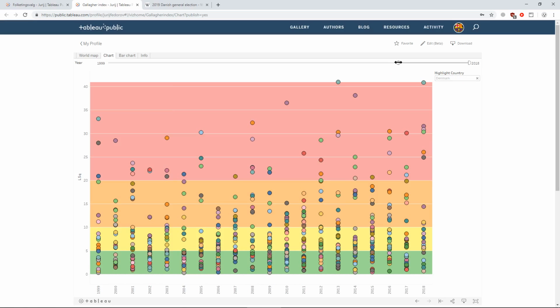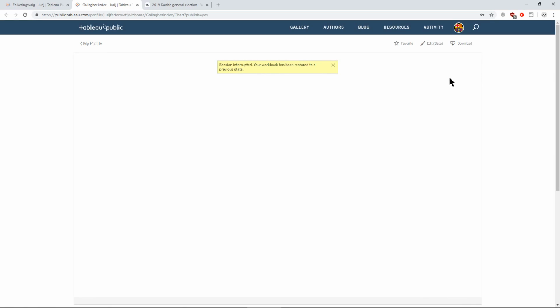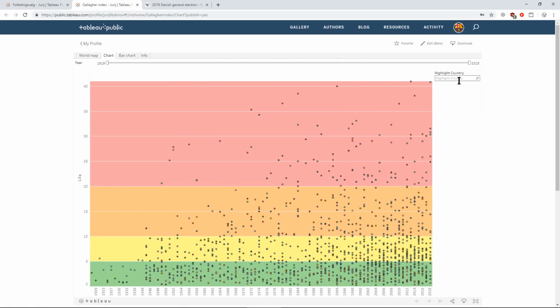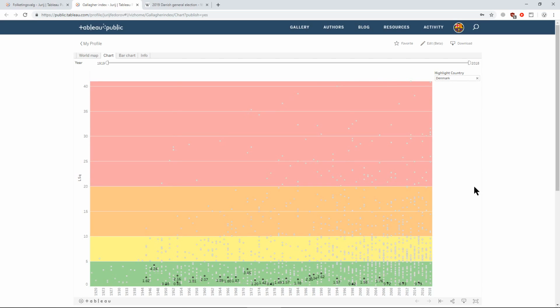And this is just a chart made from Gallagher index numbers. Gallagher index numbers is just, for example, if you get 20% of the votes, and you don't get 20% of the seats in the parliament, then it's unequal. So you get a big number, and if all the votes go to the parties the people voted for, then you will get it into this green area. So if I search for Denmark here, just search again. You will see where they are.